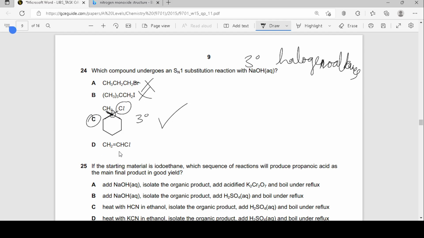answer. CH2 CHCl, if I look at that, I don't even know what that is. CHCl is attached to this carbon, which is attached to 1 carbon atom directly. It's not a tertiary, it's only attached to 1, so it's not my answer. It's not a tertiary halogenoalkane. So my answer is C. Okay, great. Next.